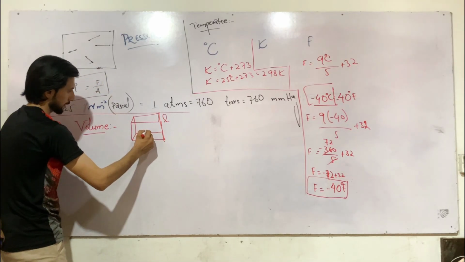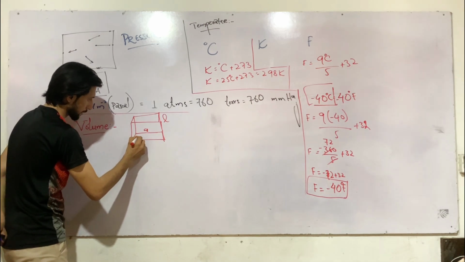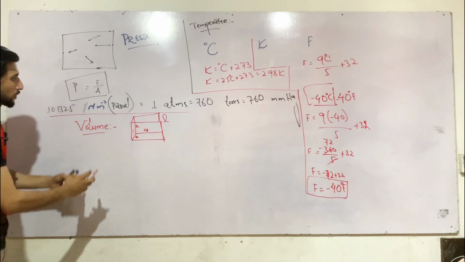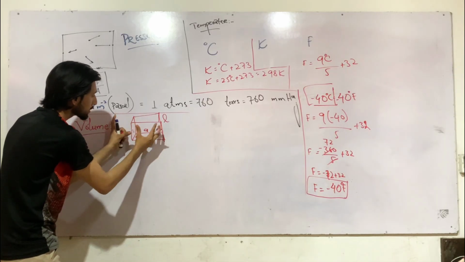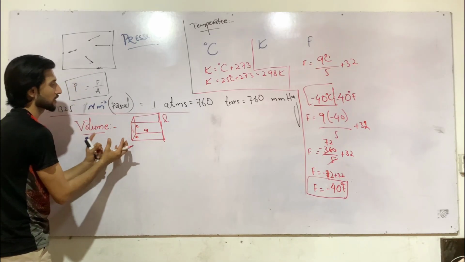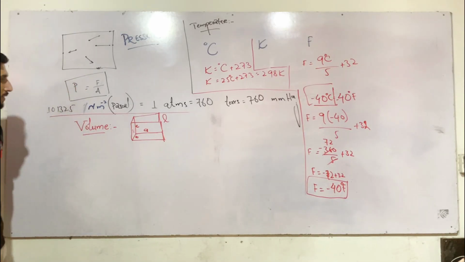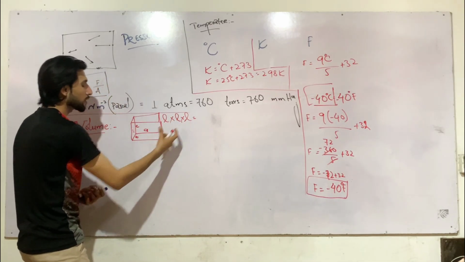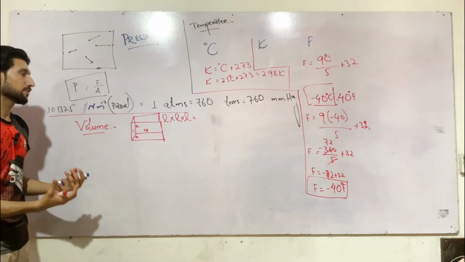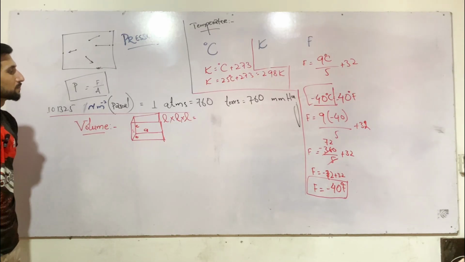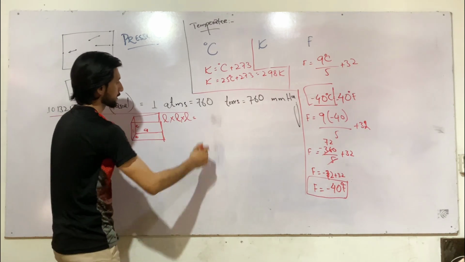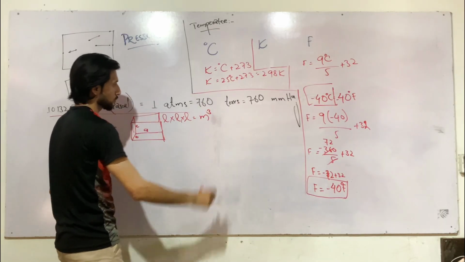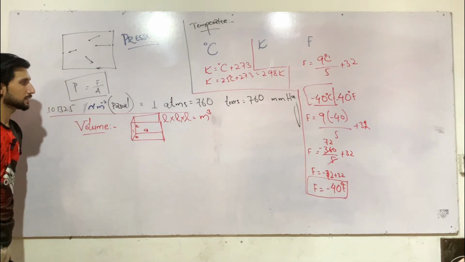So length A multiplied by length B multiplied by length C. This will give me the whole three-dimensional space that is included in this. So it means length times length times length, which means if I know the unit of length, I can find the unit of volume. Suppose the unit of length is meter. Then meter multiplied by meter multiplied by meter gives meter cube, which becomes the unit of volume.